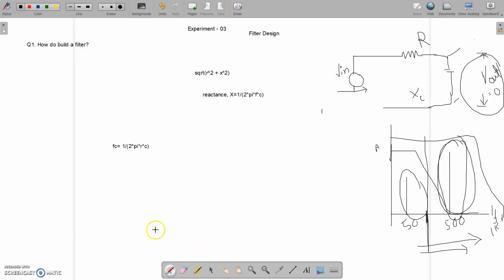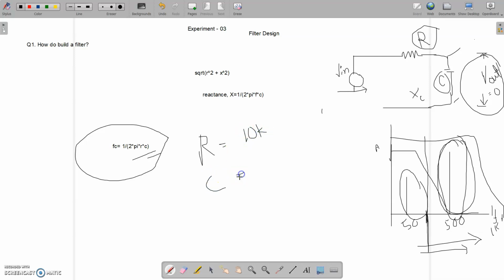So my cutoff frequency actually depends on the value of R and C. This is the R and this is the C, the capacitor. The value of resistor and the value of capacitor that we are using determines my cutoff frequency. So say I use R equals 10 kilo ohm, and a capacitor of say 1 microfarad. So I can calculate my cutoff frequency from that.